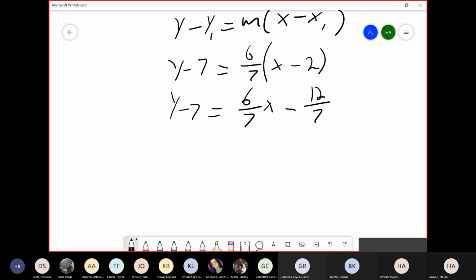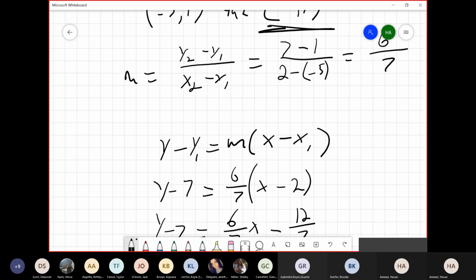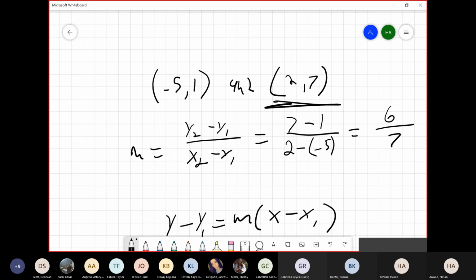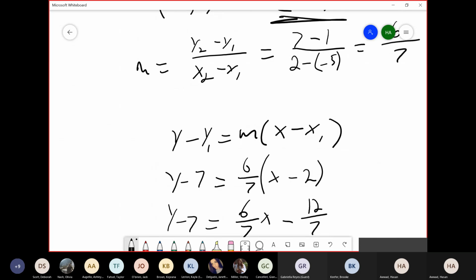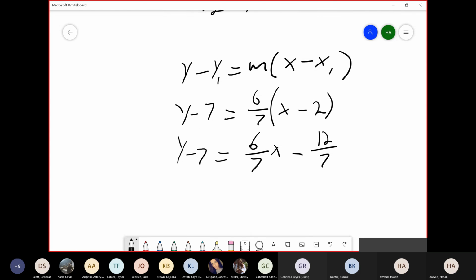Doesn't matter what set of points you use to plug into the equation. Does not matter. You'll get the same exact thing. So if you plugged in, instead of 2,7, if you plugged in negative 5,1, you'll get the same exact answer, provided that you do your steps correctly. And also you could plug in any other point on the line for that matter. So if they gave you a third or a fourth point, that could all be plugged in as well.